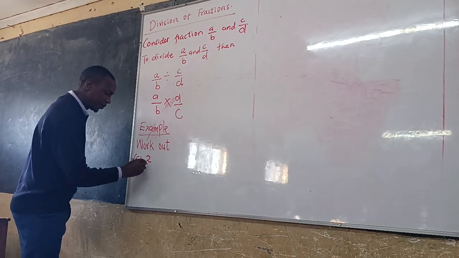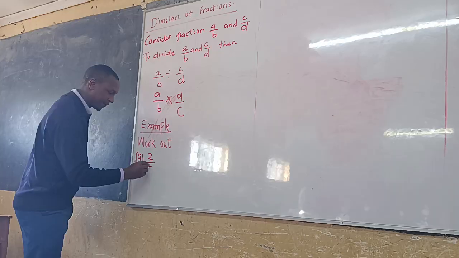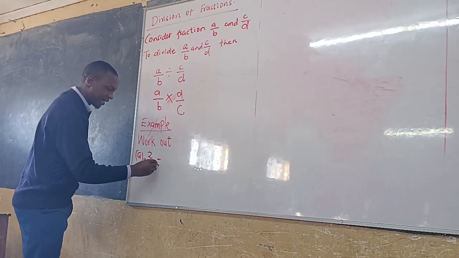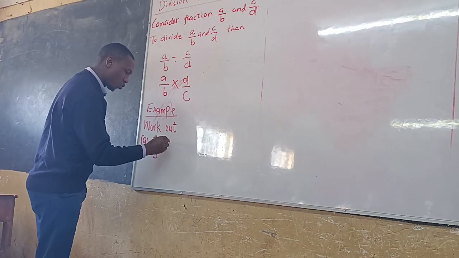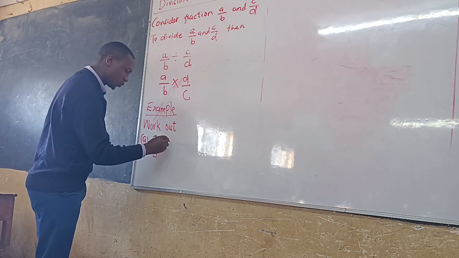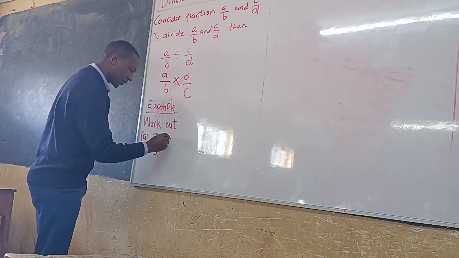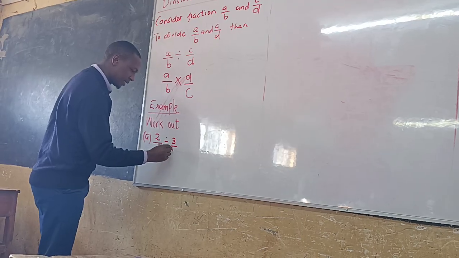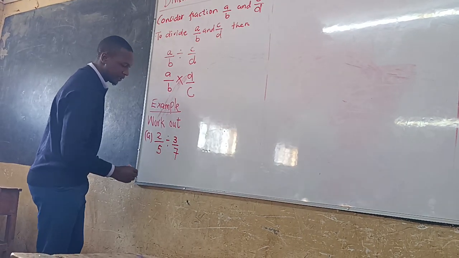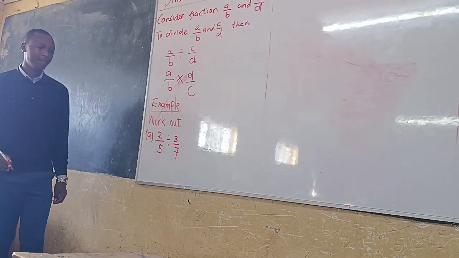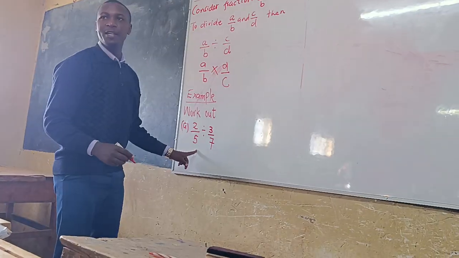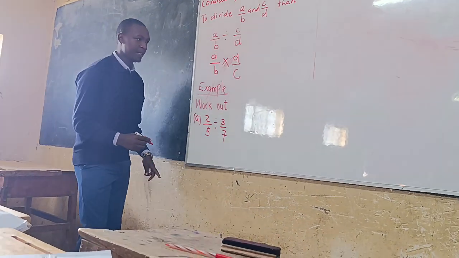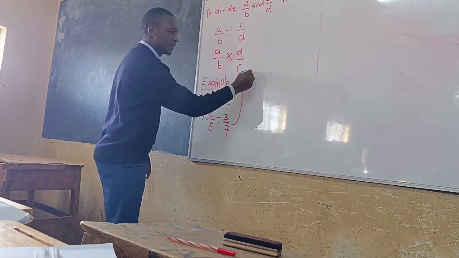We start with 2 over 5 divided by 3 over 7. So yeah. Now 2 over 5 divided by 3 over 7. So let me use this small space here.